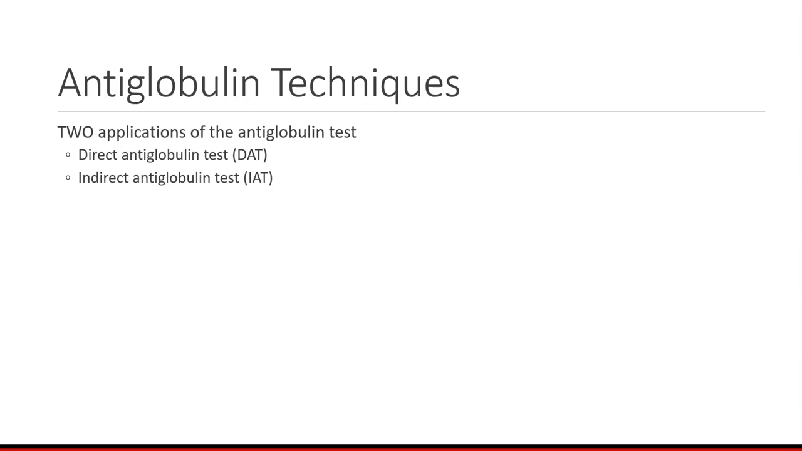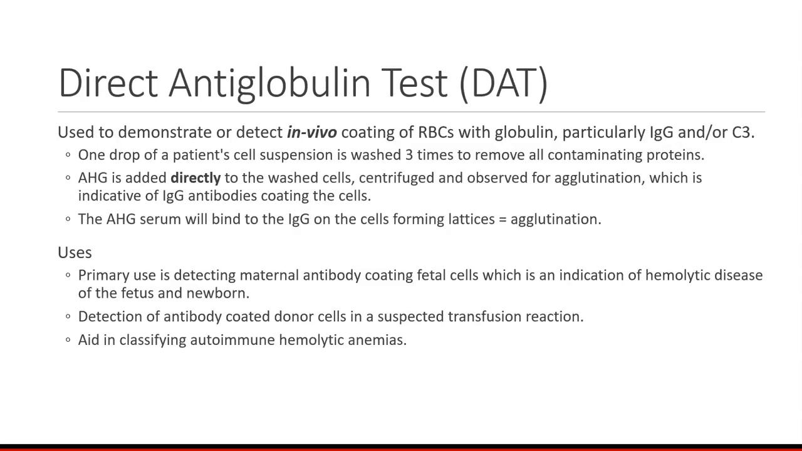For antiglobulin techniques, there are 2 applications of the antiglobulin test, and these drive students crazy. One is the direct antiglobulin test, DAT, or the indirect antiglobulin test, the IAT. The direct antiglobulin test is used to demonstrate or detect in vivo coating of red cells with globulin, particularly IgG and/or C3. How you do the test is you take 1 drop of the patient's cell suspension, you wash it 3 times with saline to remove all contaminating proteins.